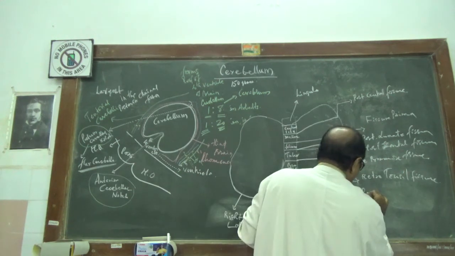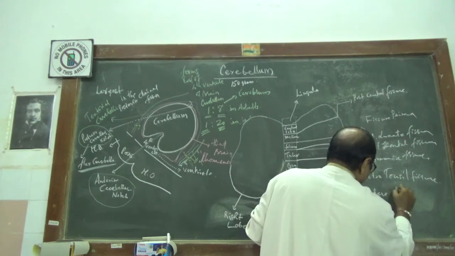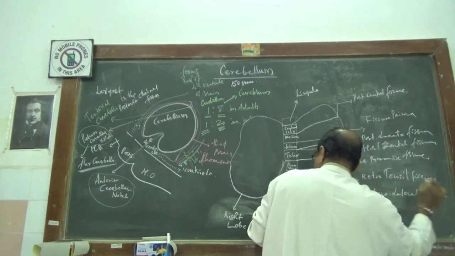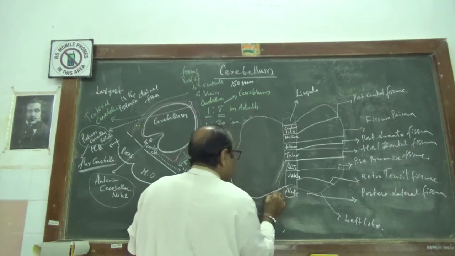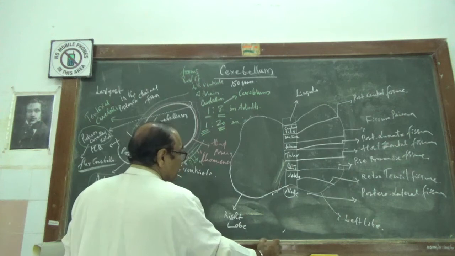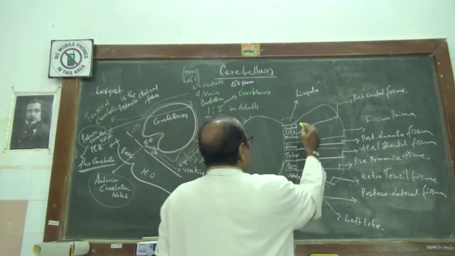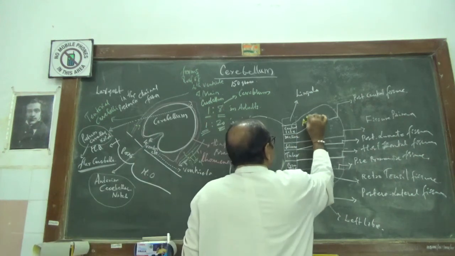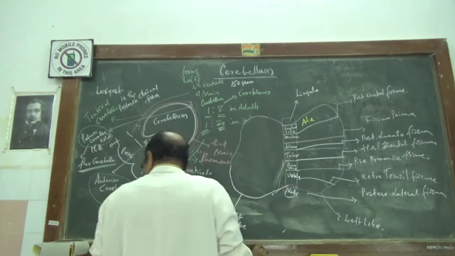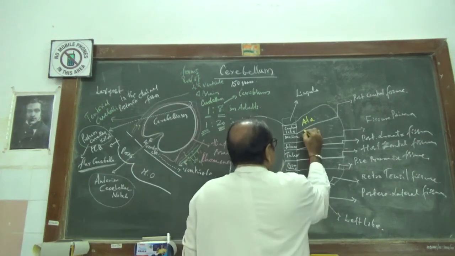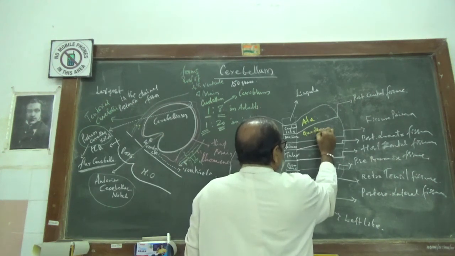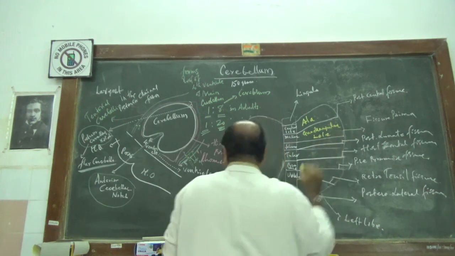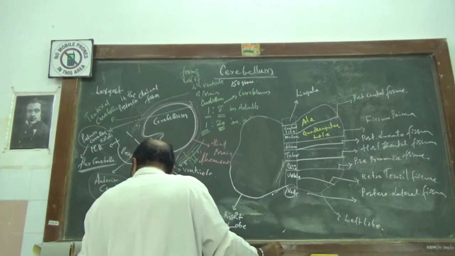This fissure is the posterolateral fissure. Now the question is, what about this here? This is called the ala. This is called the quadrangular lobe.